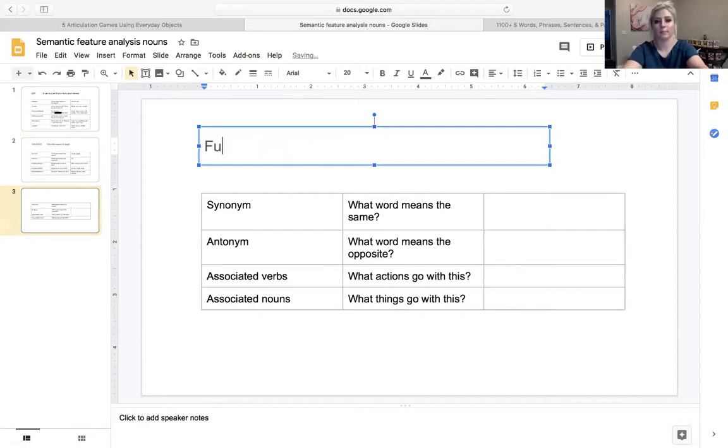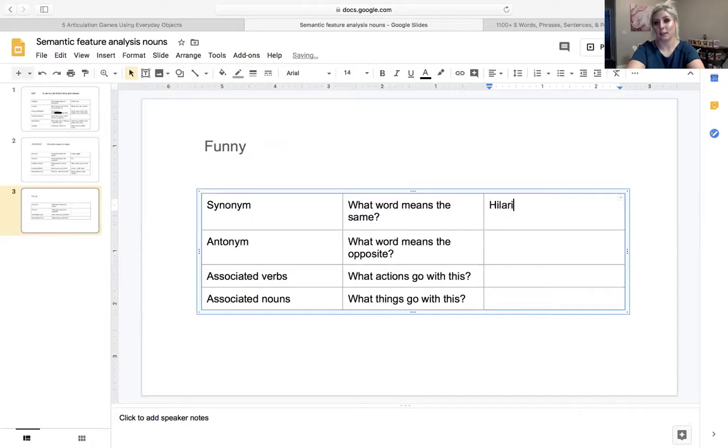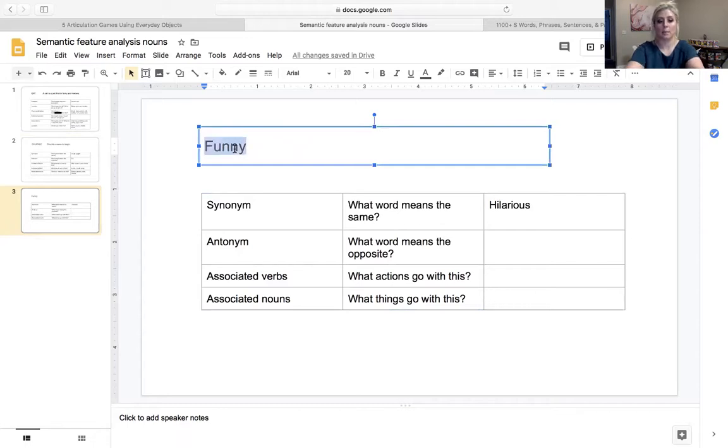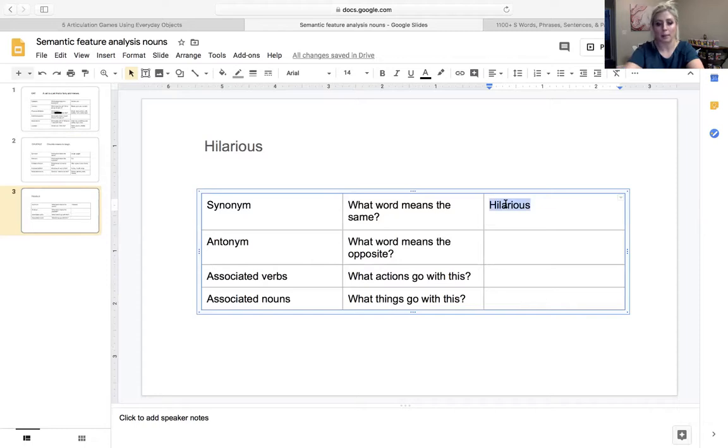So let's think of an adjective. Funny. So we would think of a synonym for funny, like hilarious. So what I actually might do is just like I did with the verb, which is make this hilarious. And if my student doesn't quite understand what that means, I would say, man, my typing. I would say funny. So I would give them the synonym, and then we could work from there.